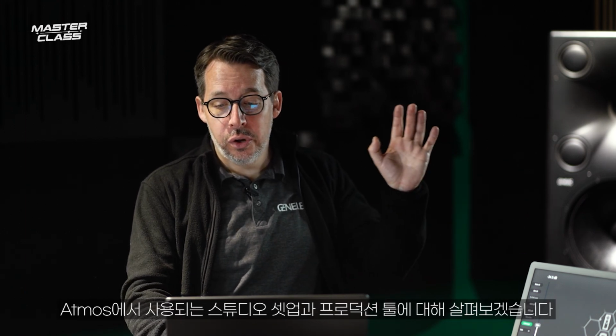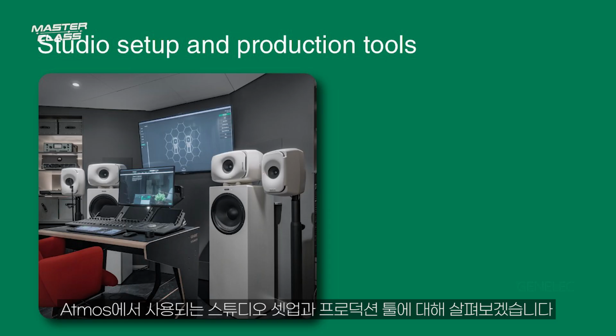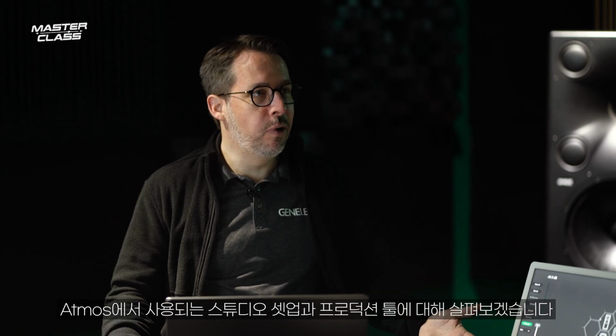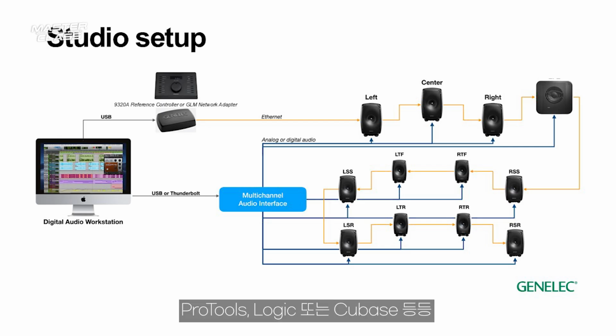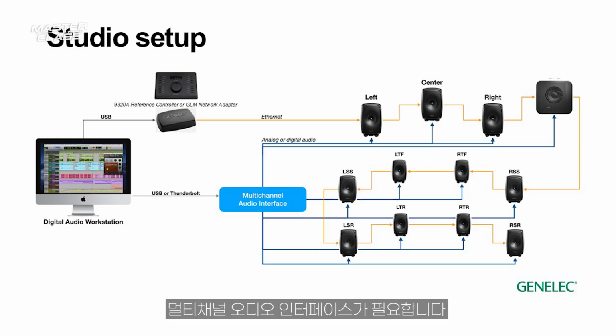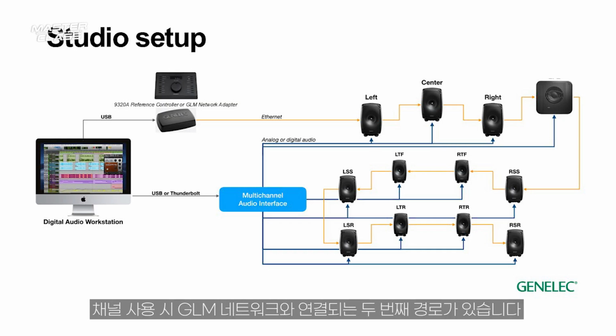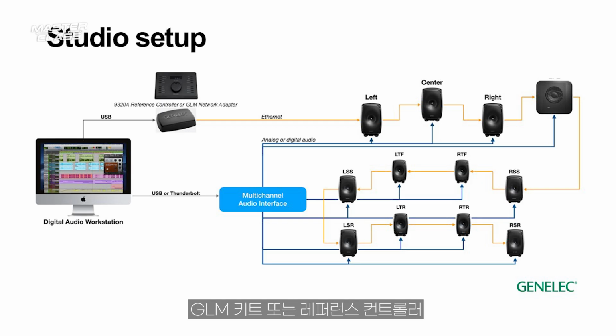Let's have a look at the studio setup and the production tools that you can deploy for Atmos music. Basically, what do we see? We see a digital audio workstation. It can be Pro Tools, Logic, Nuendo, Cubase, whatever. We need a multi-channel audio interface. From there, we're connecting all the speakers. And when we're using Genelec, obviously, then we have a second path with the GLM network, so either the GLM kit or the reference controller. And from there, we connect up to 80 speakers.